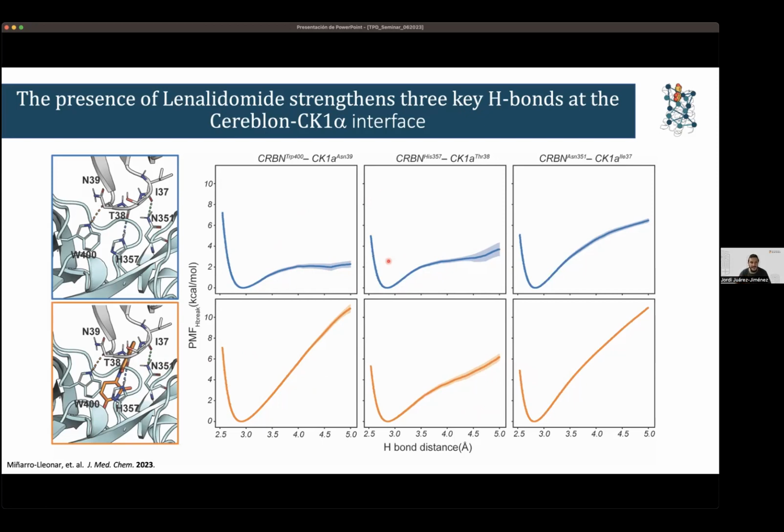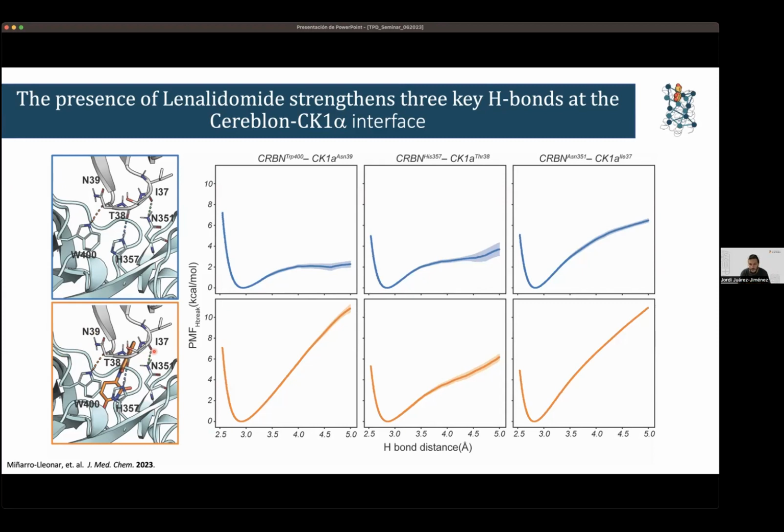And we hypothesized what was happening. Our hypothesis at this stage was that what lenalidomide is doing is blocking the access of water molecules to these hydrogen bonds. It is a well-known concept that hydrogen bonds that are solvent exposed are very labile and easy to break, while hydrogen bonds that are buried in the structure of the protein are a lot harder to break.